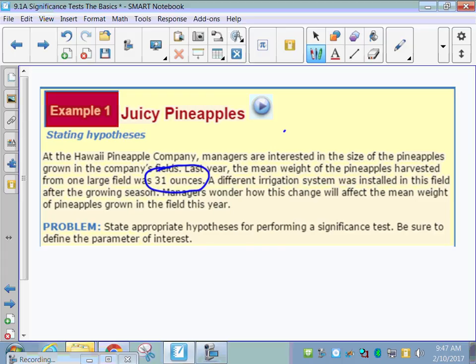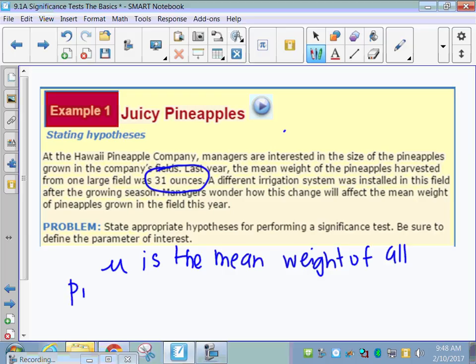Mu, right? We're using mu. So first we have to state what mu is. And we want to find, so mu is the mean weight of all pineapples grown in the field this year.